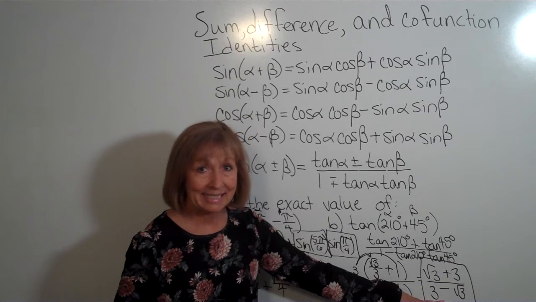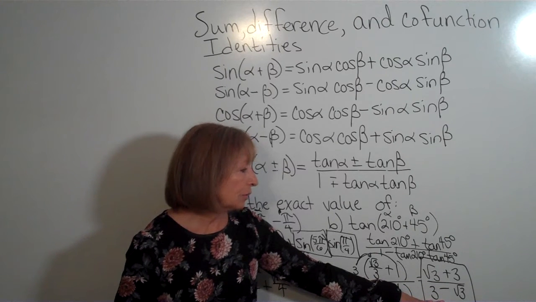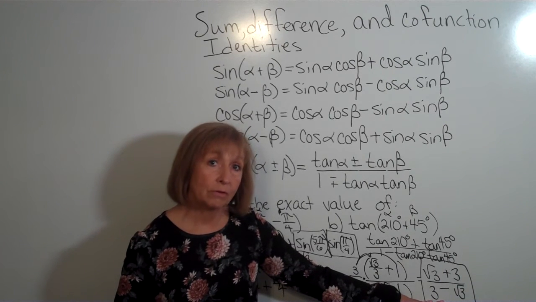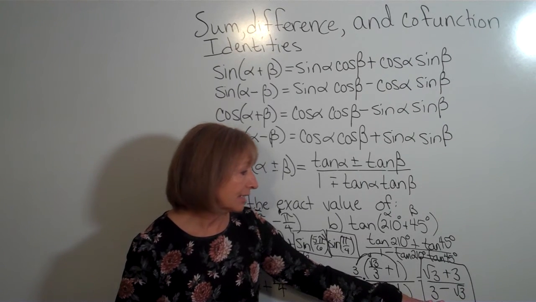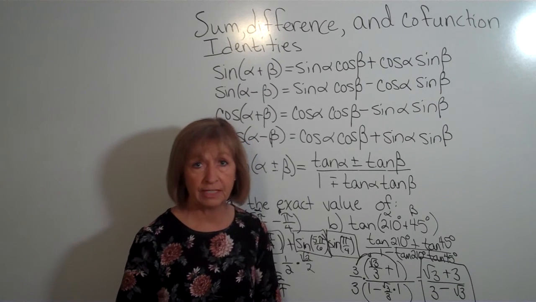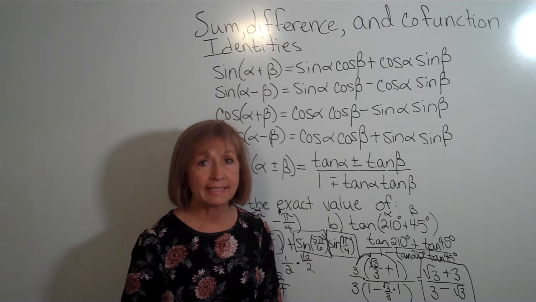We can rationalize it. To rationalize it, you would multiply the top and the bottom by 3 plus the square root of 3, the conjugate of that denominator. So that's how you would finish out with rationalizing it.